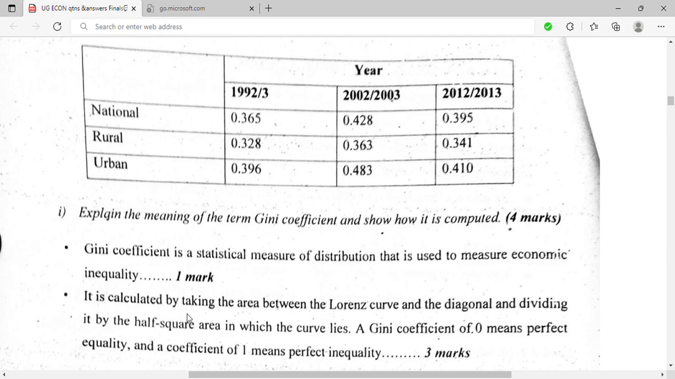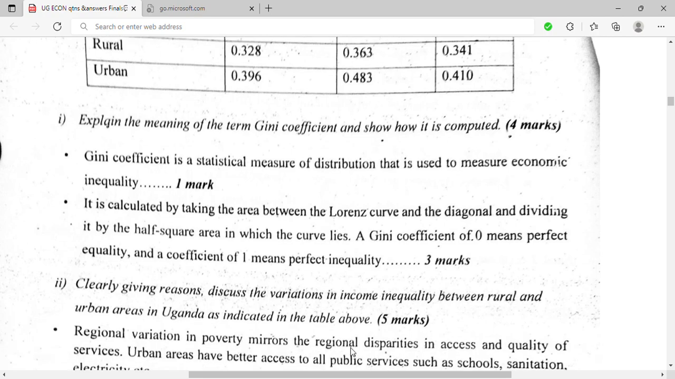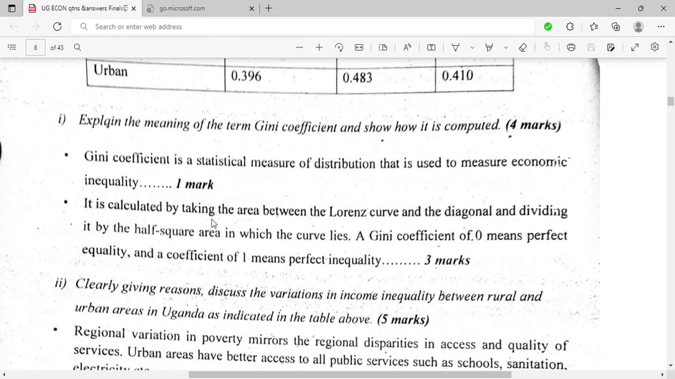Yeah, it is calculated by taking the area between the Lorenz curve and the diagonal and dividing it by the half square area in which the curve lies. So when we are calculating the Gini coefficient, we are supposed to use the Lorenz curve. A Gini coefficient of 0 means perfect equality, and a Gini coefficient of 1 means perfect inequality.